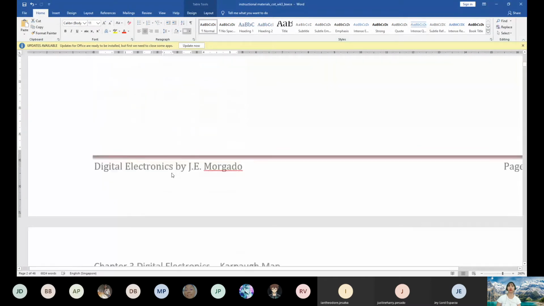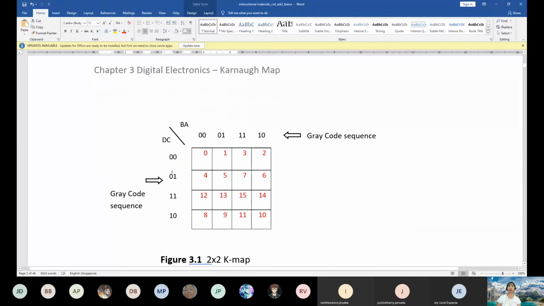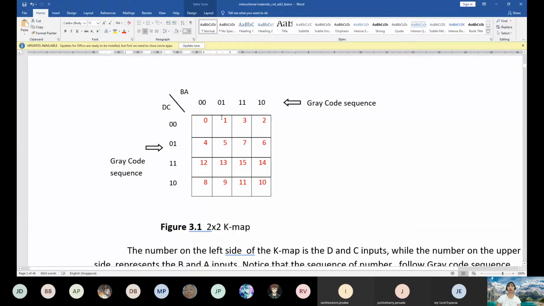Okay, let's go back to the K-map. We're done with inputs 0, 1, 2, 3, so let's proceed with inputs 4, 5, 6, 7. Input 4 is 0 1 0 0. For 5, we have 0 1 0 1. For 6, you have 0 1 1 0. And for 7, we have 0 1 1 1.